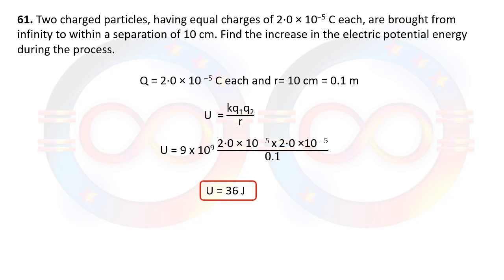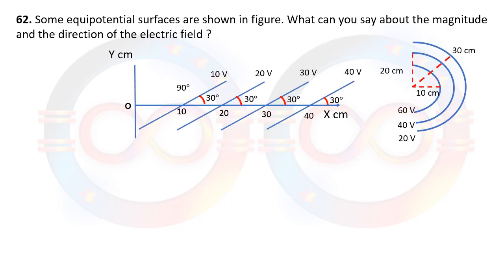10 centimeter. Question number 62, saying some equipotential surfaces are shown in the figure. You can see there are two diagrams. Let us deal with the first diagram first. The equipotential surface is given at an angle 30 degree with the x-axis, and the distance from the origin is 10 centimeter, 20 centimeter, 30 centimeter, 40 centimeter. Voltage is given 10 volt, 20 volt, 30 volt, 40 volt.